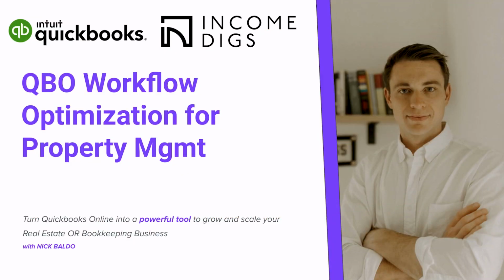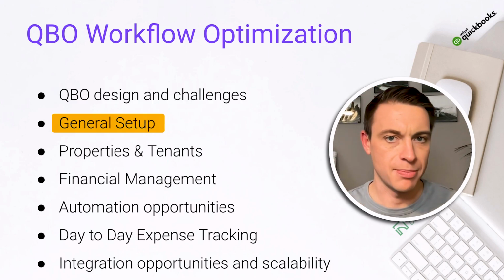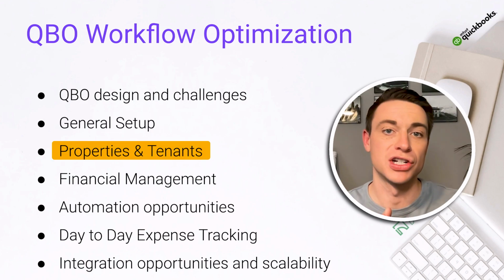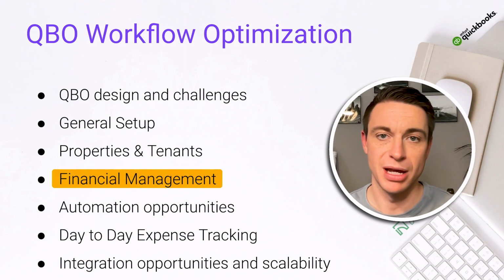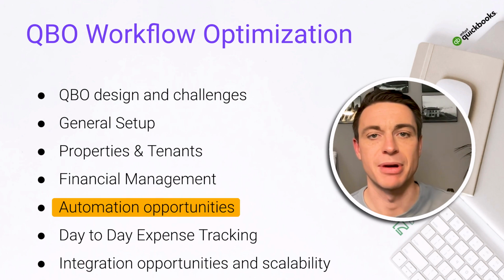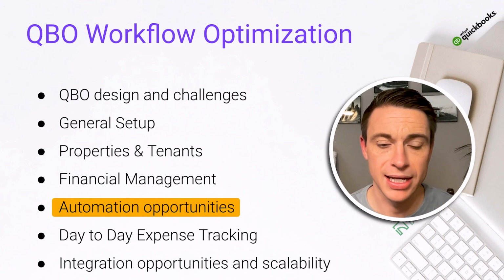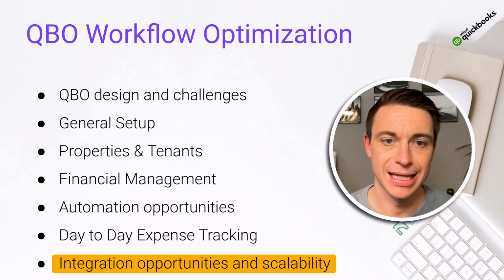But let's get into today's topic, which is specifically QuickBooks Online workflow optimization for property management. So what we're going to talk about today is your basic QBO design. We're going to talk about some essential elements of your setup: how we're going to establish tenants, how we're going to establish properties, how we're going to differentiate those two, and how we're going to start managing our finances when it comes to accounts receivable and accounts payable, being able to see what those reports look like. We're going to talk about automation opportunities when it comes to getting some of these transactions on autopilot, day-to-day expense tracking, and finally, we're going to talk about integration opportunities and scalability.